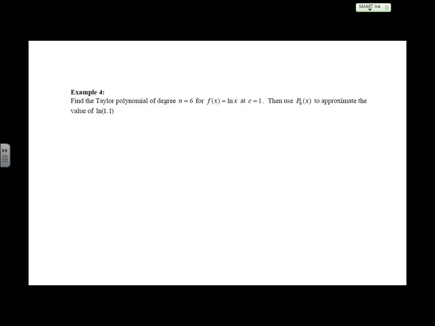Alright, let's change it up. We've done sine for a while. Let's do ln as a 6th degree, if it's centered at c equals 1. Is that a Taylor or a Maclaurin? Well, Maclaurin is centered at 0. How can you remember that?